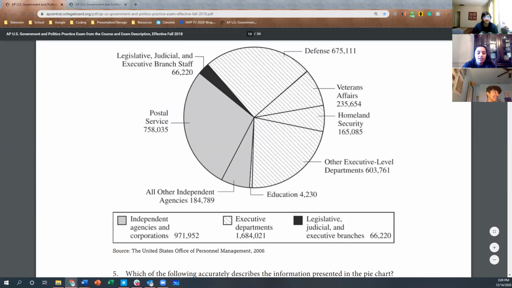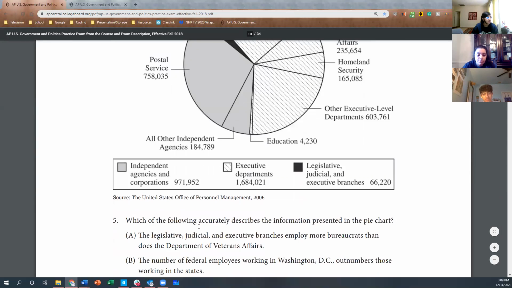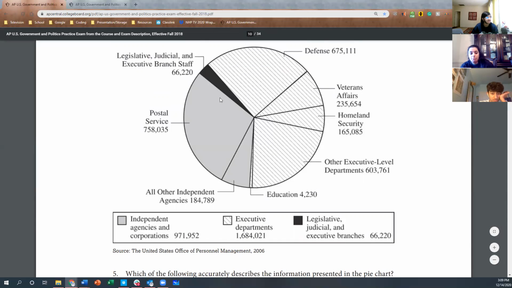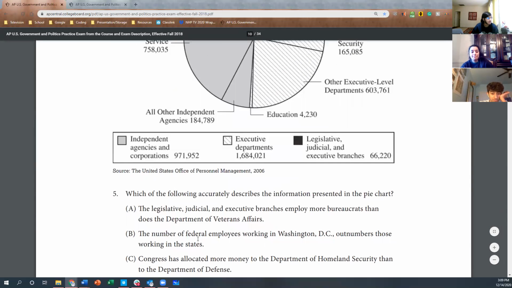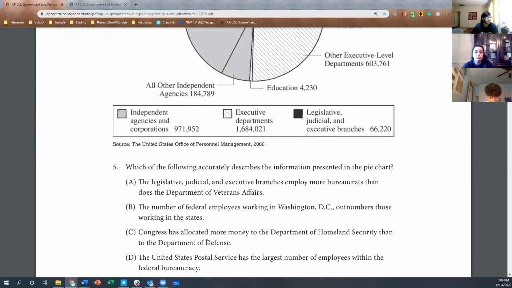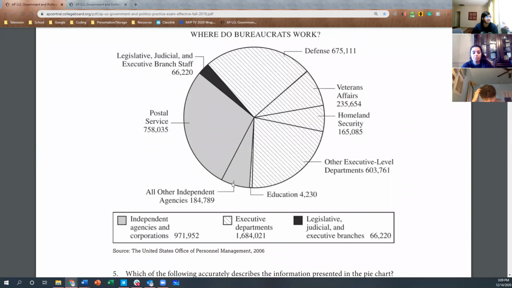Which of the following accurately describes information presented in the pie chart? Legislative, judicial, and executive branches employ more bureaucrats than the Department of Veterans Affairs. No, that's not true. That's legislative. Number of federal employees working in DC outnumbers those. This has nothing to do with DC and states. Congress has allocated more money to the DHS than DOD. It doesn't have anything about money.